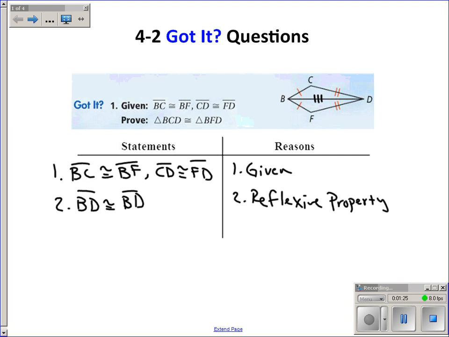Okay, now that I know that all three sides are congruent to each other, I now know that triangle BCD is congruent to triangle BFD, and the reason is the side postulate. Okay? This is the type of proof that you will need to be able to do.